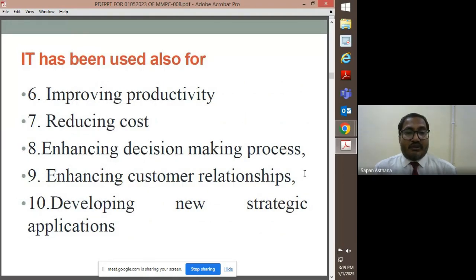More benefits of information technology: it improves the productivity of the organization, of the firm, and reduces the cost, enhances the decision-making process, enhances customer relationships through a good CRM system that is well equipped by information technology, and develops new strategic applications, because all are possible only and only by information technology.